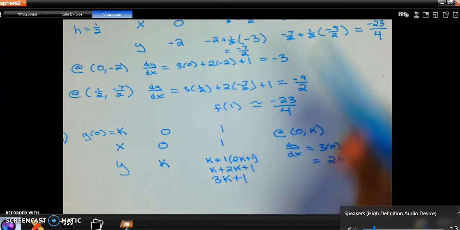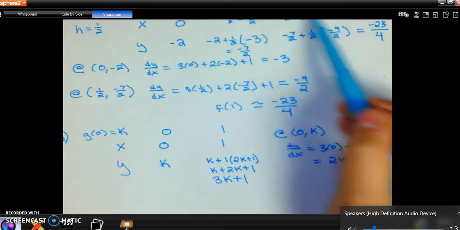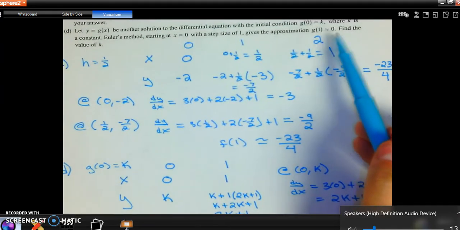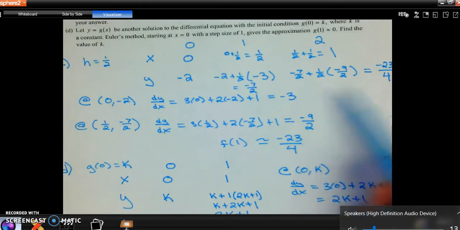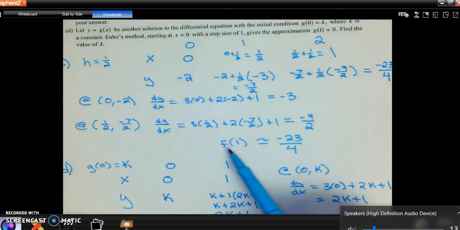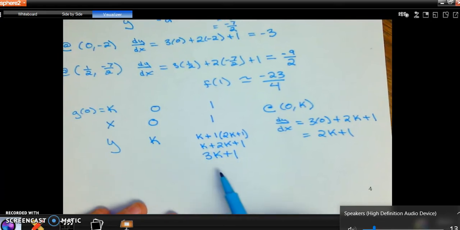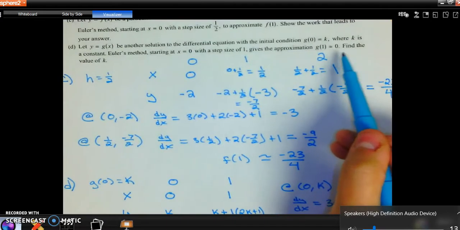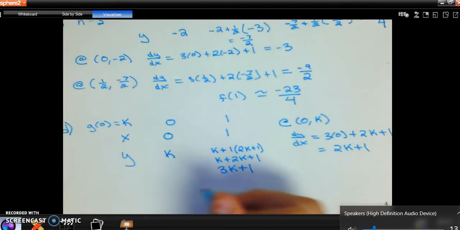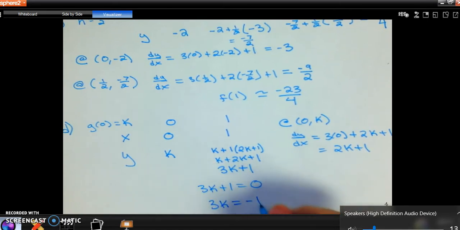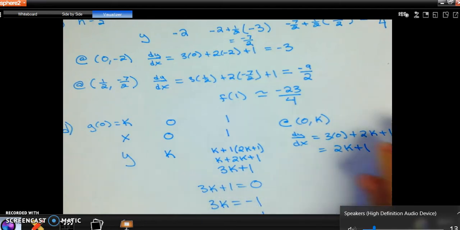The question, though, says what was k if I was given the answer. So I know, just like here, this was the answer to f of 1 was approximately that. They're telling me that this has to equal 0. It told me right there. So then I can just say that 3k plus 1 equals 0, and then it becomes just an algebra problem. Subtract 1 and divide by 3, so I get k is negative 1/3.